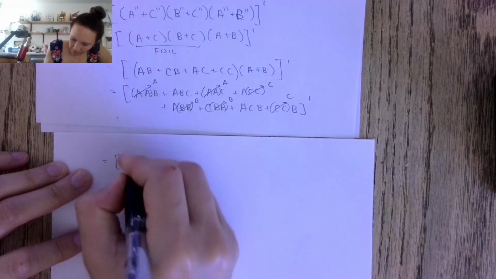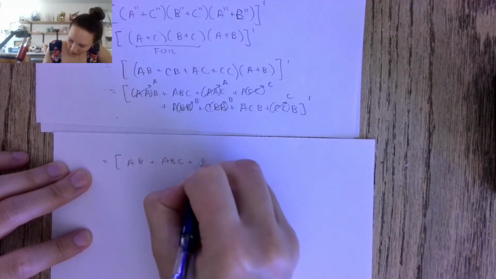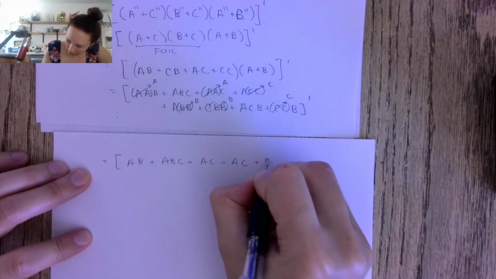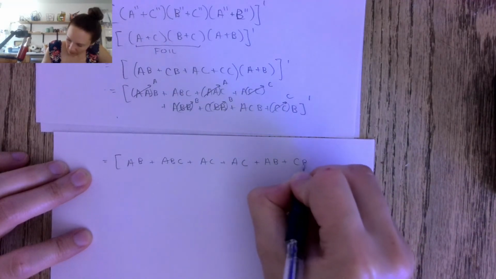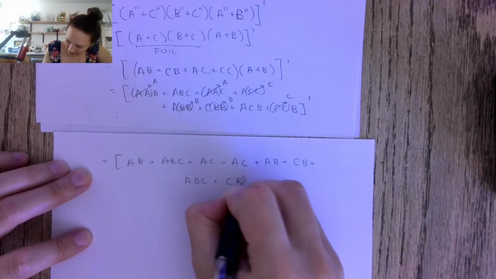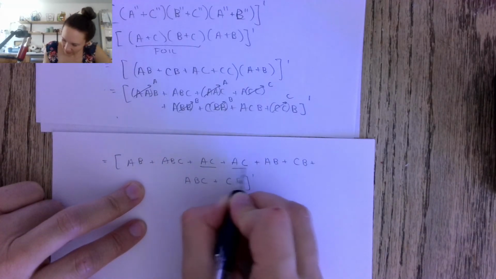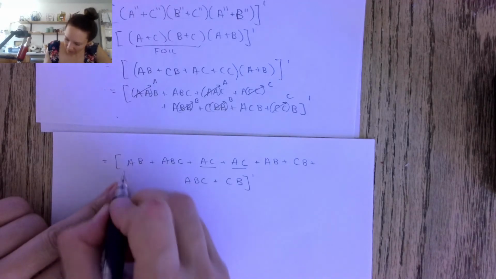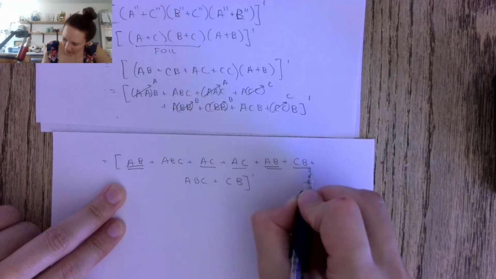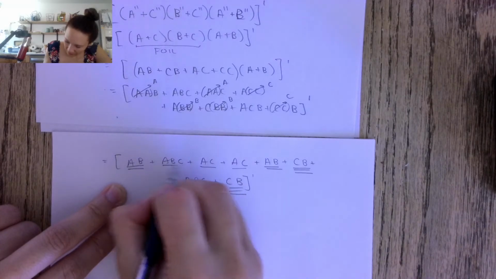I now have AB or ABC or AC or AC or AB or CB or ABC or CB. Do we have any duplicates? We sure do. There's an AC and an AC, here's an AB and an AB, here's a CB and a CB, and here's an ABC.